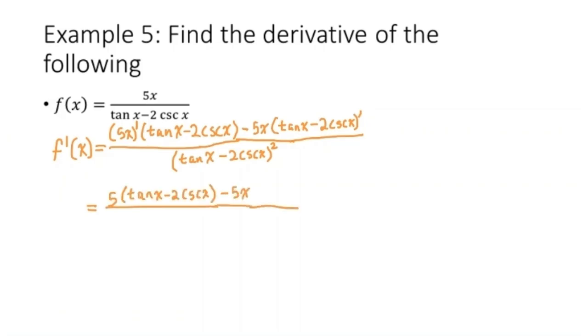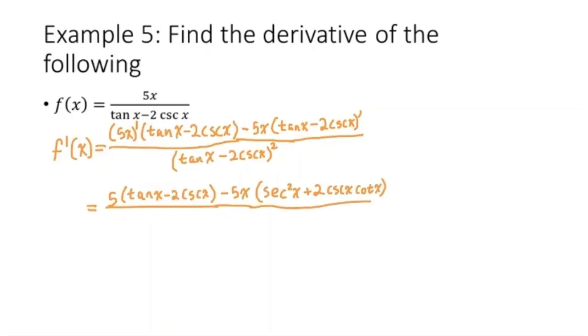As for the derivative of tangent x minus 2 cosecant x, we take the derivative one term at a time. The derivative of tangent x is secant squared x. The derivative of cosecant x is negative cosecant x cotangent x. Since we have a negative 2 in front of the cosecant x already, when we multiply the negative 2 with the negative 1 that comes from the rule, that would change the sign, giving us a positive 2. So the derivative of the negative 2 cosecant x is positive 2 cosecant x cotangent x.